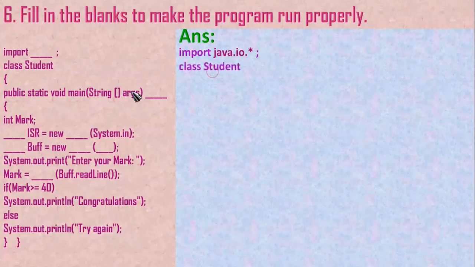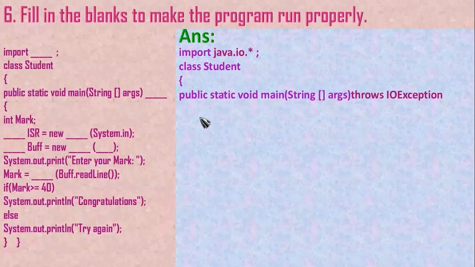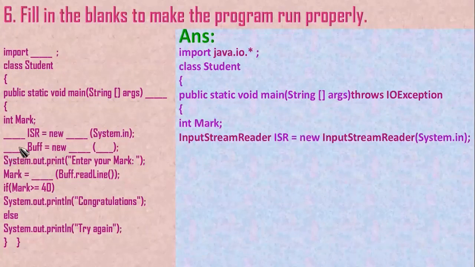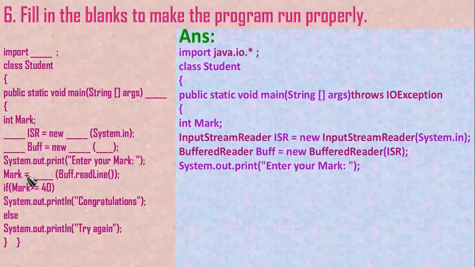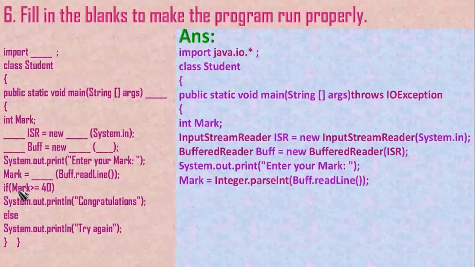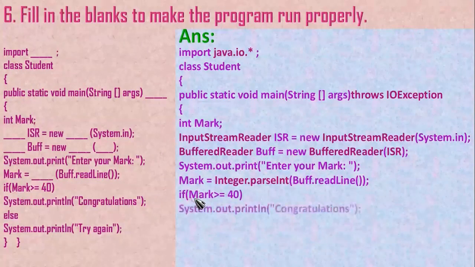Class student, open the bracket. Here throws IO exception, int mark. Here ISR means input stream reader is equal to new input stream reader of System.in. Next here it will be buffered reader, BUFF is equal to new buffered reader of ISR, which is given here. Next it is already given there. Mark is equal to, so we know Integer.parseInt of. Next all these are already there.